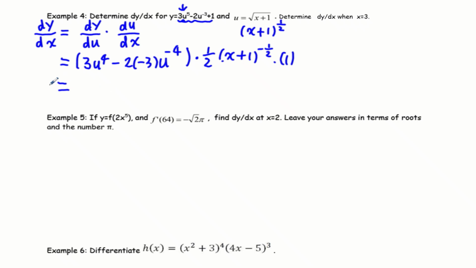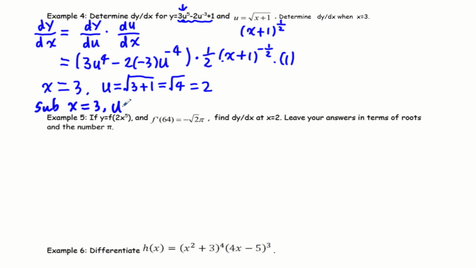Then when x equals 3, we are going to find what u equals. So we sub in x equals 3 into u, the square root of x plus 1, which is the square root of 3 plus 1, which is square root 4, which is 2. So in this equation, we are going to see that you only have u and x. So we just need to sub x equals 3, u equals 2 back into this expression.